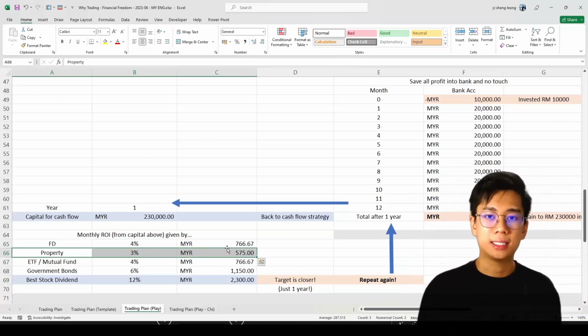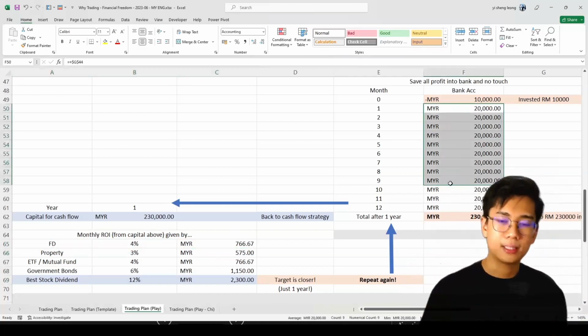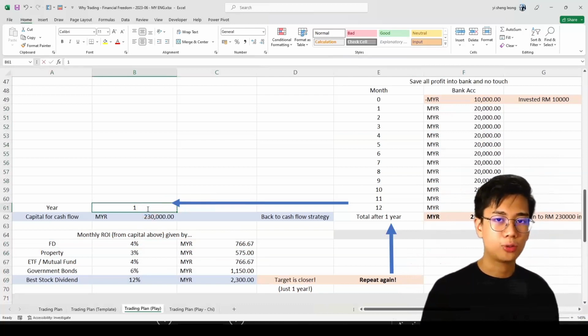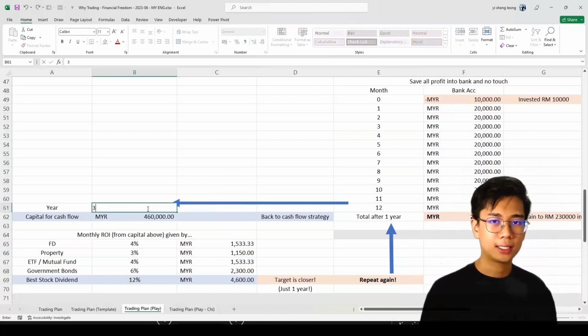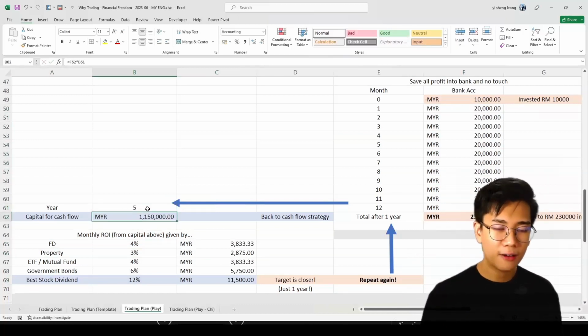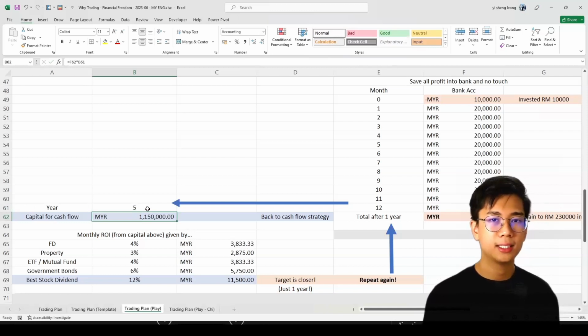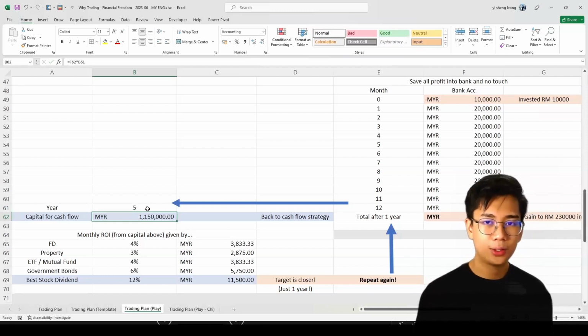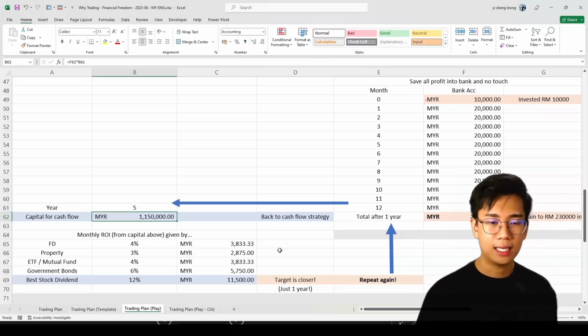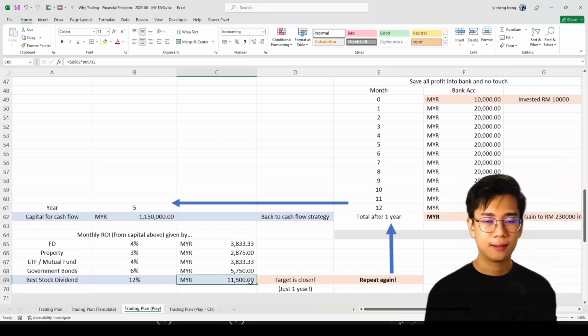What to do after this is that you just repeat the process. This is 1 year, repeat 1 year, 230, 2 years 406, 3 years about 700,000, 4 years, 5 years. In 5 years' time, you got 1 million in the bank. Put into any stock dividend, it is about 11,000 ringgit.